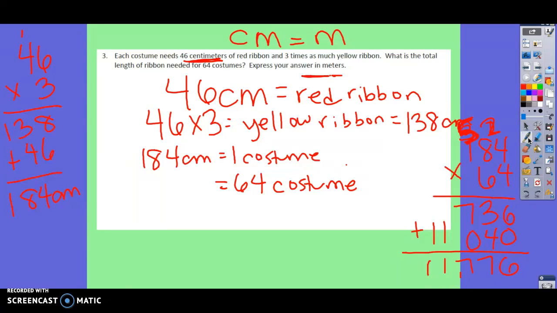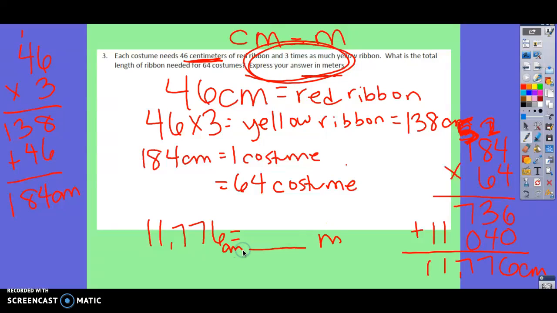That's not the answer I need. I need to express my answer in meters. This is in centimeters. So 11,776 centimeters equals how many meters? Well, the formula for that is 11,776 divided by 100, and we're going to get 117.76 meters of ribbon for 64 costumes. That's what's needed.